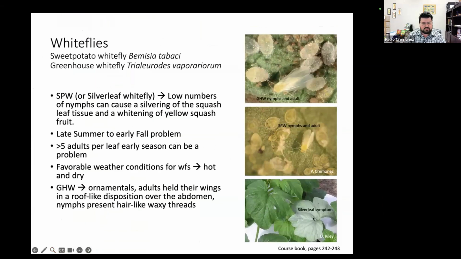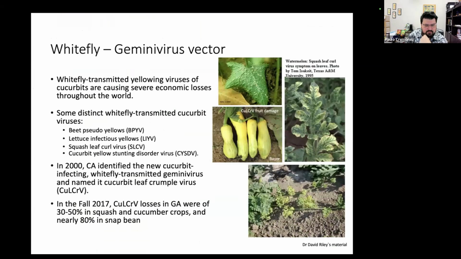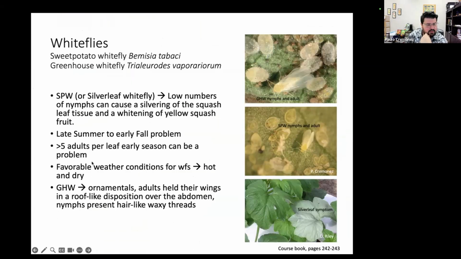It's very characteristic. It's not a disease. It's basically a silvering of the leaf. It's a late summer to early fall problem, so we're going to start seeing them around June, July. Of course, the weather conditions in the winter may affect the availability of whiteflies for the next season.